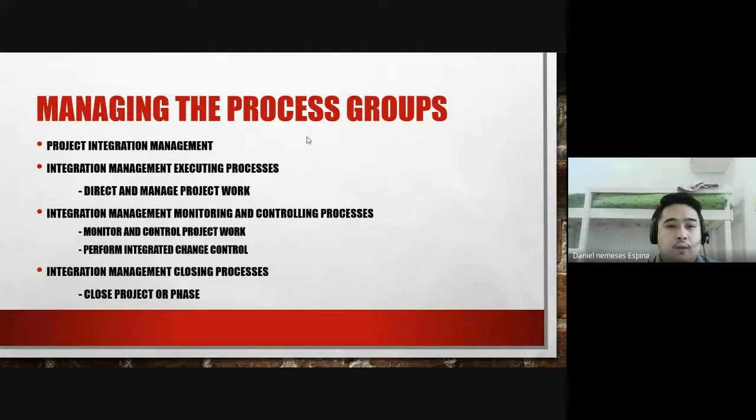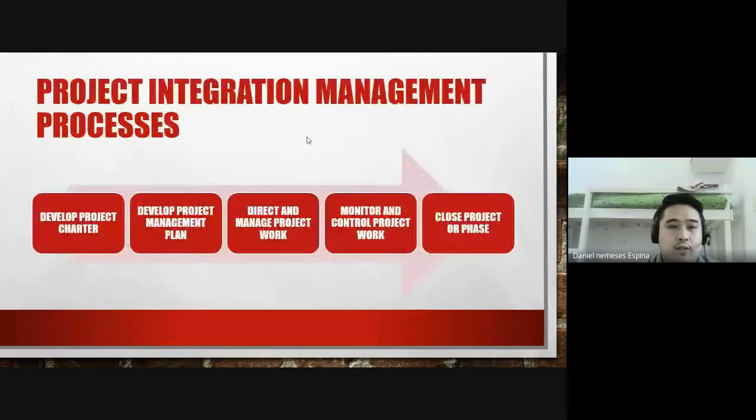Next is integration management, monitoring and controlling processes. So under this process, we have monitor and control project work, and perform integrated change control. And then lastly, you have integration management closing processes. Okay. So closing the project or the phase. So, giving you the overview of what to do in the integration management process.